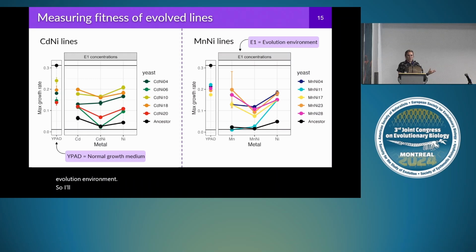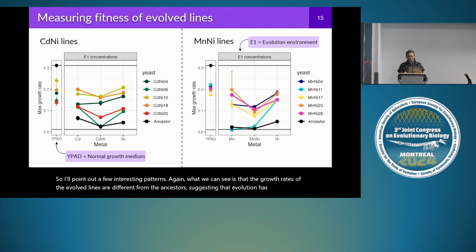So I'll point out a few interesting patterns again. What we can see is that the growth rates of the evolved lines are different from the ancestor, suggesting that evolution has occurred. And all of the evolved lines are growing slower than the ancestor in the ancestral environment with no excess metal added, suggesting that there are costs to these adaptations. We can see that most evolved lines have approximately symmetric growth in each of the single metals, but the exceptions, like the dark green line on the left and the blue lines on the right, seem to have better adaptation for nickel.